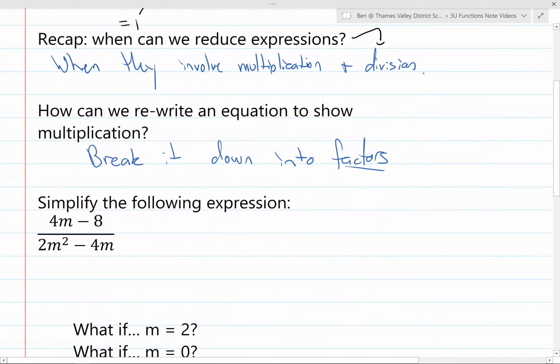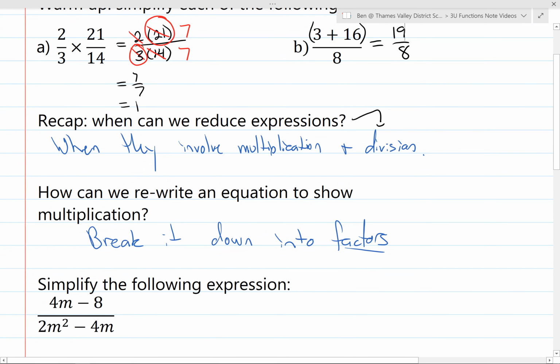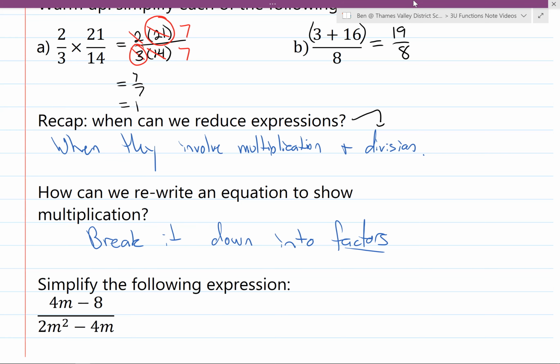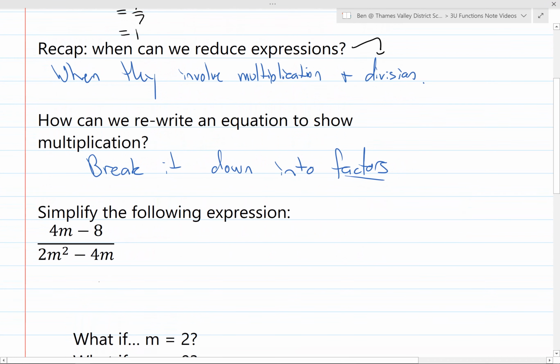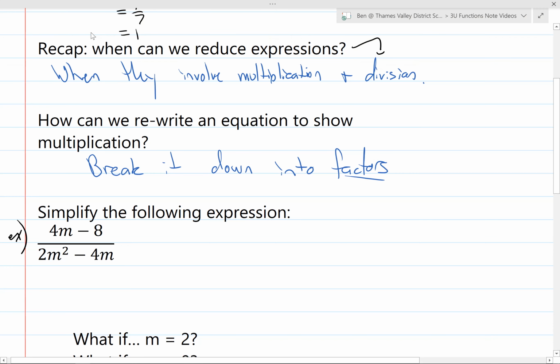Now, if we need our equation to show multiplication in order to reduce it, that means that we'll need to break our equation down into factors if we're going to do so. So if we're dealing with a problem like this example here, then I have a 4m minus 8 in my numerator. That's something that is a polynomial right now. I do know how to break it down into its factors. I can factor that, and luckily we've been practicing that for a while. I know how to break down my denominator. I can factor that too.